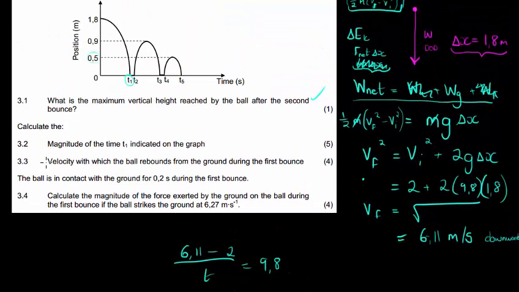Okay, here we go again. We must calculate the velocity with which the ball rebounds from the ground during the first bounce. So what I just want to show you is that you should consider these as two completely separate events. They've got absolutely nothing to do with each other.